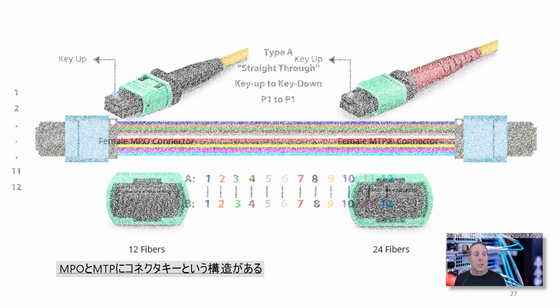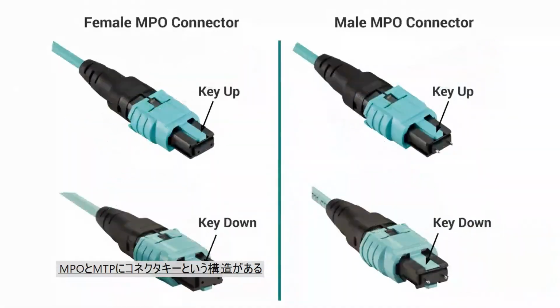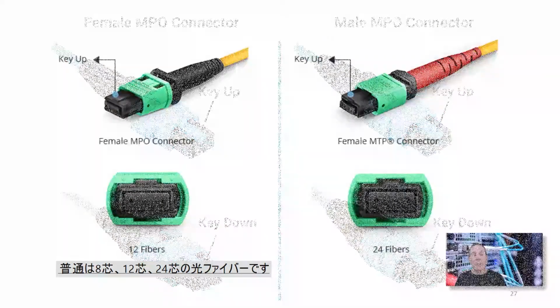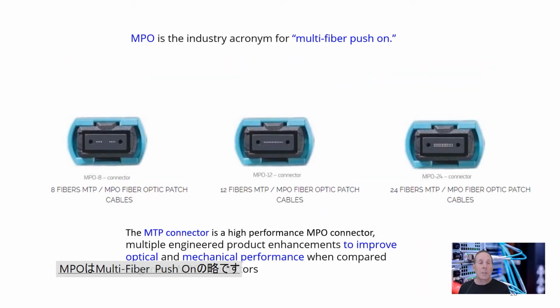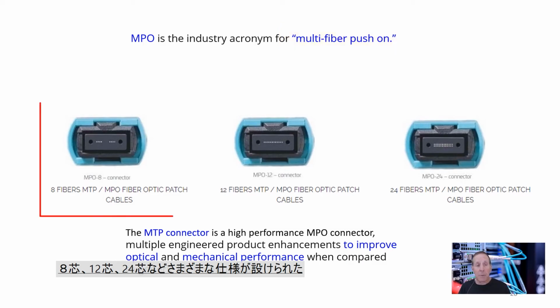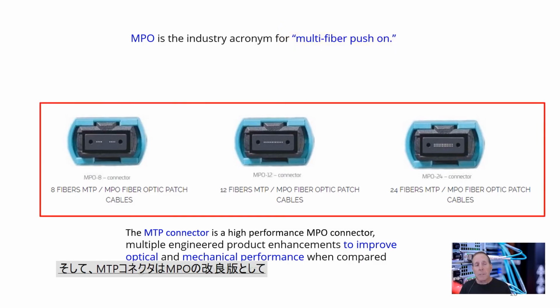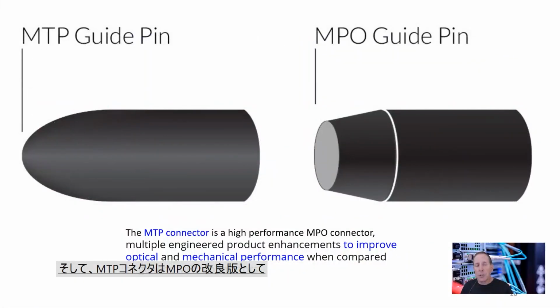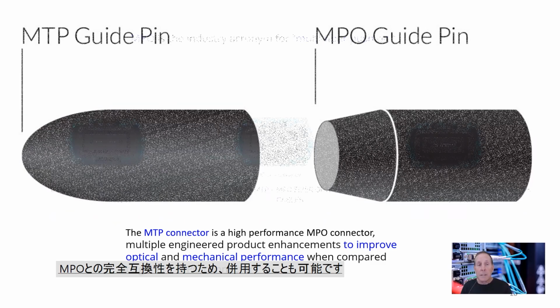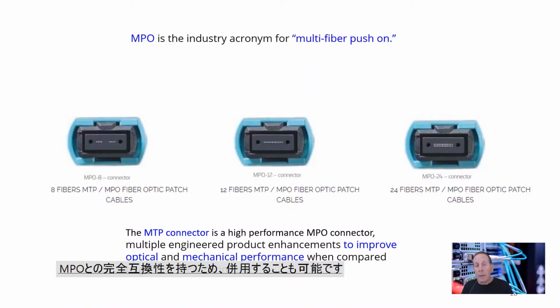So MPO and MTP connectors have keys, they have polarity, they can carry from 8 to 12 to 24 fibers. Now the MPO is an industry acronym for multiple fiber push-on. Again, we talked about how many fibers it can carry from 8 to 24. Now the MTP connector is a version of the MPO designed with some engineering enhancement to improve optical and mechanical performance. They are compatible. You can take an MTP and MPO and they work fine together.